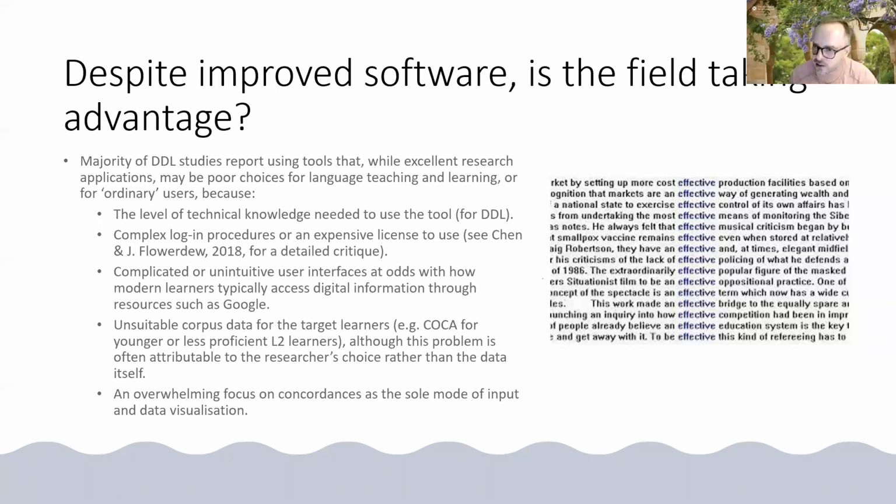Unsuitable corpus data for the target learners is a perennial problem, and I've reviewed numerous papers and examined even full PhD theses that are guilty of this. For example, using the COCA for younger or less proficient second language learners. However, this is not a problem with the data, but it's a problem with the researcher's choice. But we see it in a lot of DDL studies. And as I already mentioned, most DDL studies have an overwhelming focus on concordances as the sole model of input and data visualization.